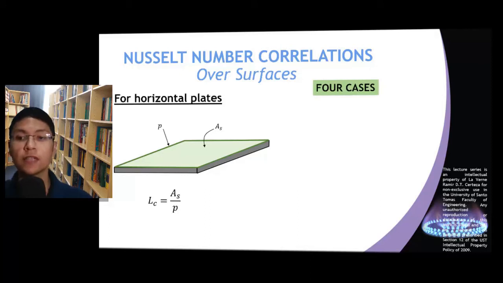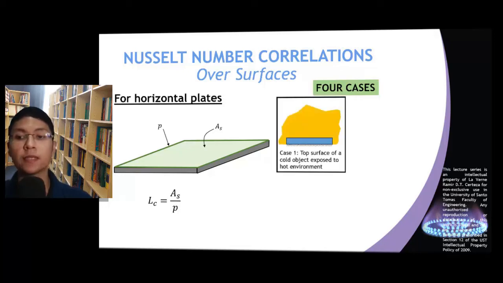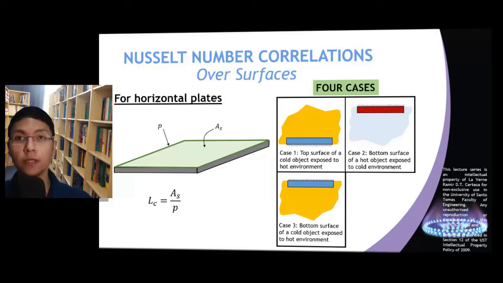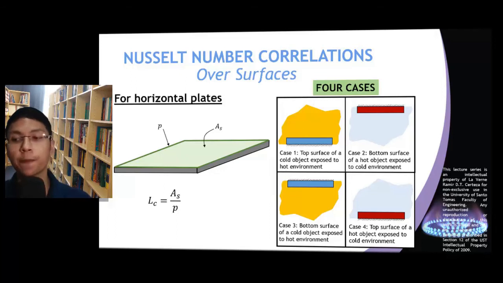Now, convective heat transfer over horizontal cases may fall under one of four cases. First is when the plate is cooled and its top surface is exposed to hot surroundings. Second is when the plate is hot and its bottom surface is exposed to cold surroundings. Third is when the plate is cold and its bottom surface is exposed to hot surroundings. And the last case is when the plate is hot and its top surface is exposed to cold surroundings. We will analyze in the next slides how air flows in each of the four cases.